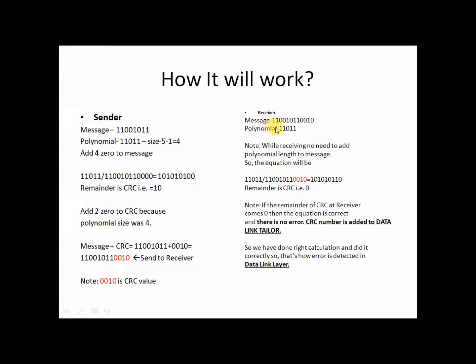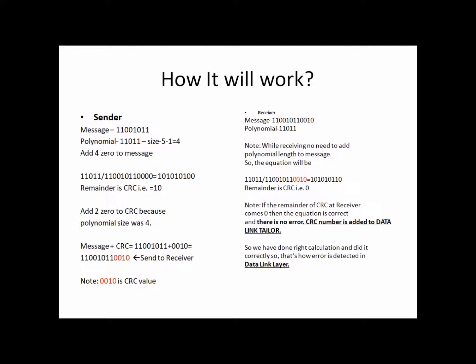The receiver will receive this number, then we are going to divide this number by the polynomial that was used here also. This polynomial will divide it, and if the remainder is 0, then there is no correction that has to be done. This means that there is no error detected here. This CRC number is going to be added to the data link tail.